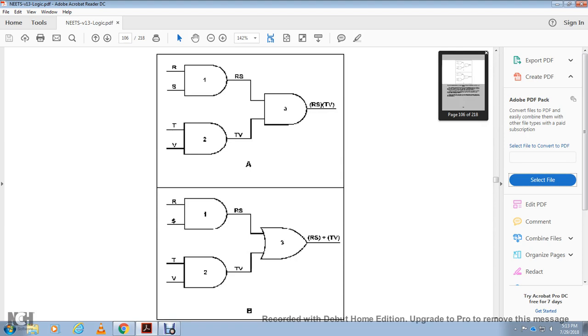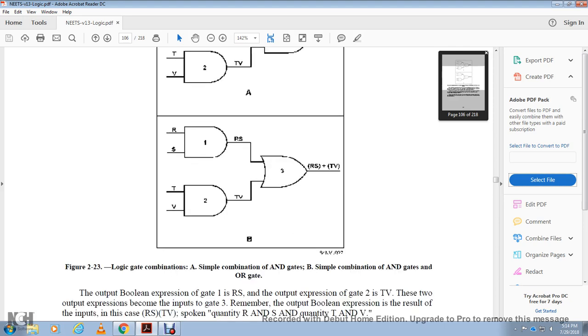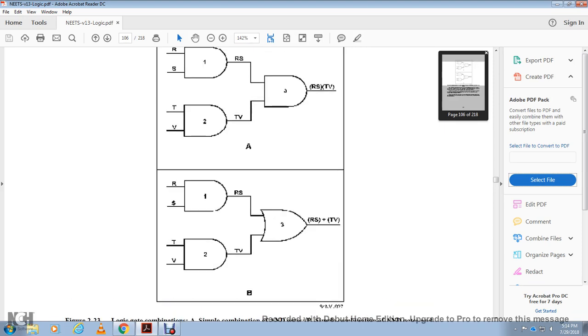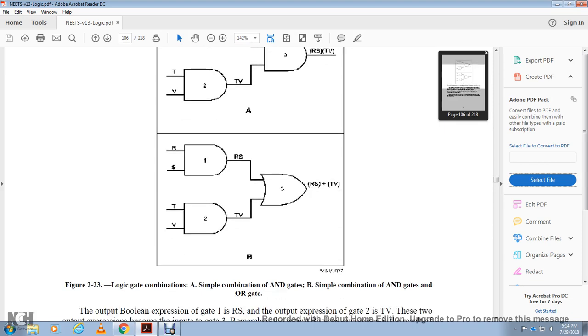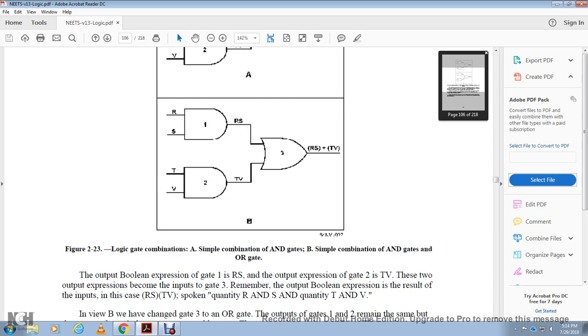You would have R, S, T, and V, with R and S going into gate 1, T and V going into gate 2, and the outputs going into gate 3, giving RS times TV. Logic combination A is a simple combination of AND gates, and there are also simple combinations of AND gates and OR gates. The output Boolean expression of gate 1 is RS. The output expression of gate 2 is TV. These two output expressions become the inputs of gate 3. Remember, the output Boolean expression is the result of the inputs, in this case RS and TV, spoken as the quantity R and S and the quantity T and V.